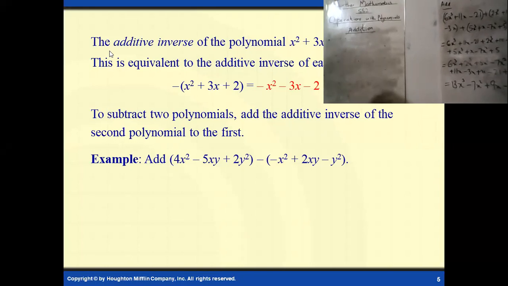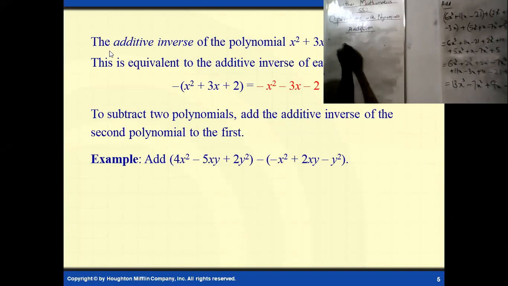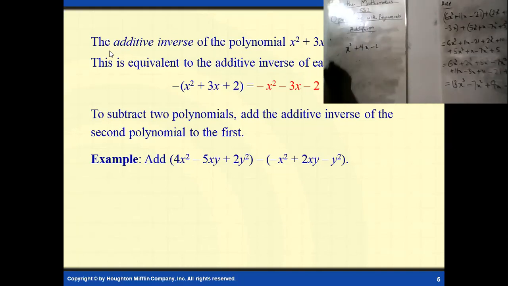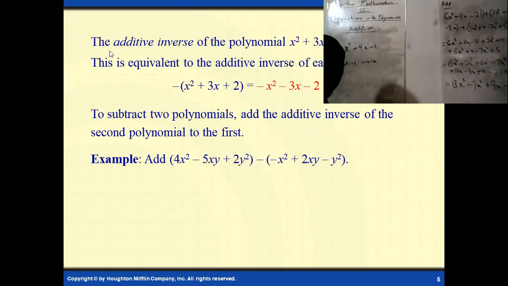For instance, if you are given, let's say, x squared plus 4x minus 2. The additive inverse is that you want to extract minus out from this work. So additive inverse is just you multiplying it by minus. So you can go front, you can go back. Additive inverse is just that, multiply this one by minus. It will be minus, and then you have x squared plus 4x minus 2. That's what we mean by additive inverse.